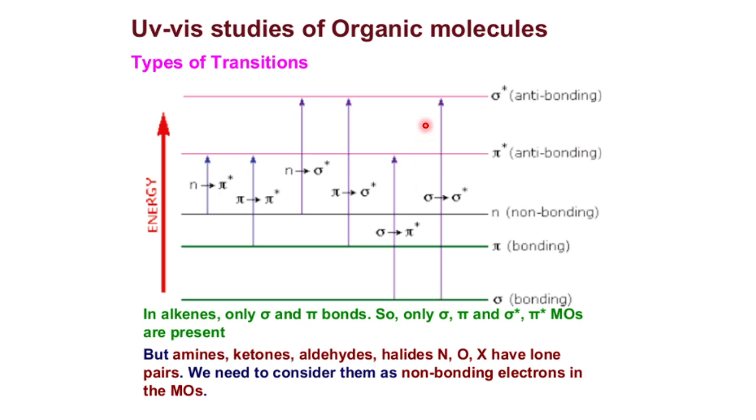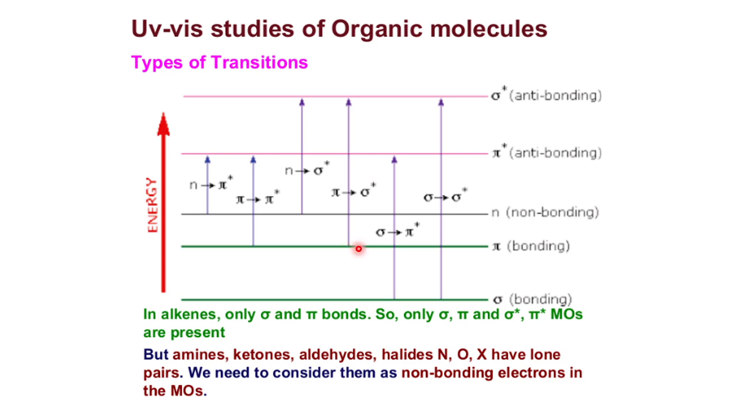First is sigma to sigma star, but it is difficult to get in the UV because of this large energy gap. The energy required is much higher, and that may not be equivalent to UV. So it is difficult to get an absorbance peak in UV corresponding to the electronic transition from sigma to sigma star. The next is sigma to pi star. It is a little bit less and comparable, so it may resonate with the UV light energy.